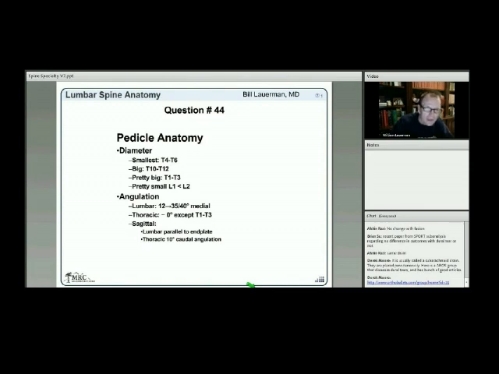The angulation in the lumbar spine goes from 12 degrees of medial angulation at L1, increasing to about 35 to 40 degrees at L5 and S1. In the thoracic spine, there is no medial angulation except in those nice big upper thoracic pedicles, where they actually do angulate medially anywhere from 10 to about 25 degrees. And for sagittal angulation, in the lumbar spine the pedicles are parallel to the superior end plate, and in the thoracic spine they angulate down caudally about 10 degrees.